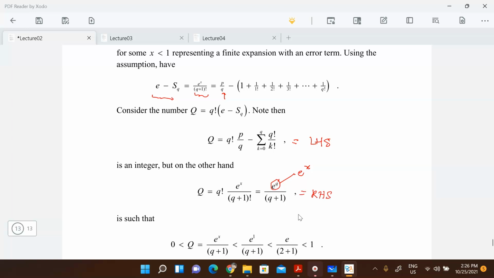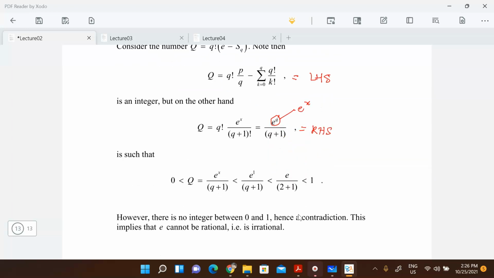On the right hand side you have e to the x over q plus 1 factorial, but now remember we have to multiply with q factorial. So you get q factorial divided by q plus 1 factorial, which cancels out to 1 over q plus 1, and then you have e to the x, which is some number that represents an error term. Let me just check that this is right.